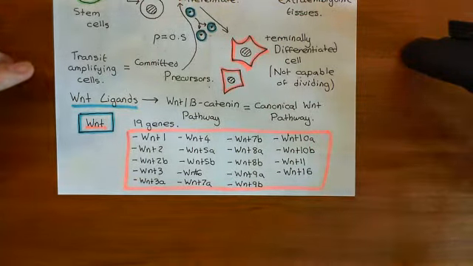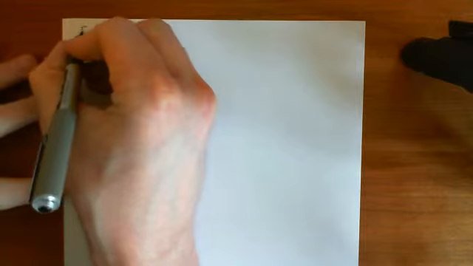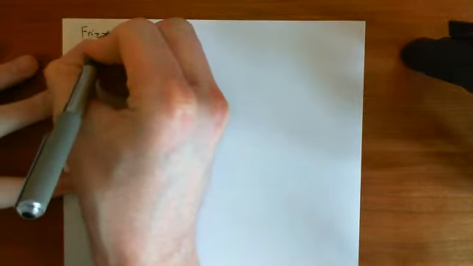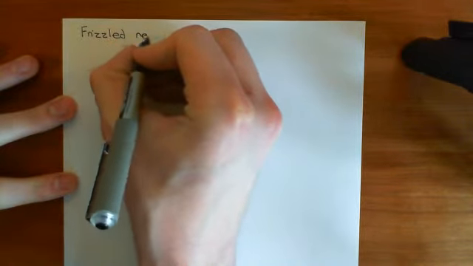Right, so we're going to start off by discussing the receptors for Wnt ligands. There are actually two proteins which are going to be involved in binding to the Wnt ligands in the Wnt beta-catenin pathway, and these are Frizzled receptors along with LRP5 or LRP6. We'll start off by discussing the Frizzled receptors, and then we'll move on to LRP5 and LRP6. So, Frizzled receptors.